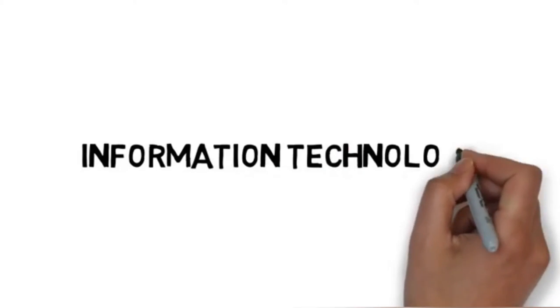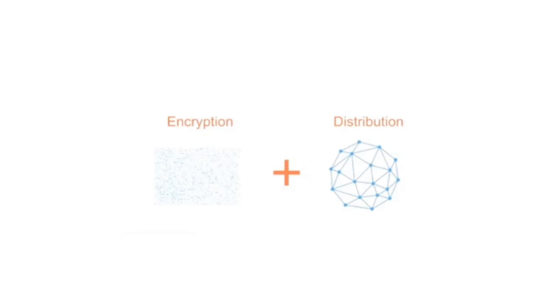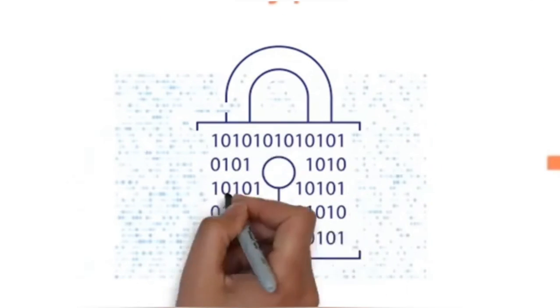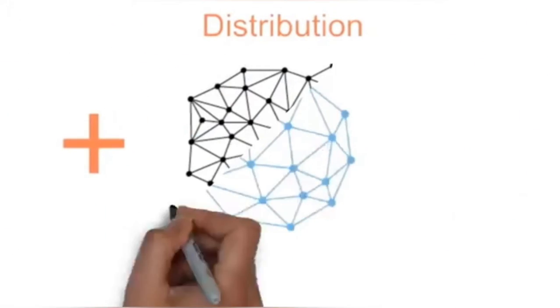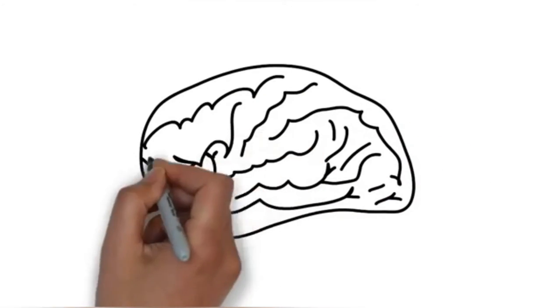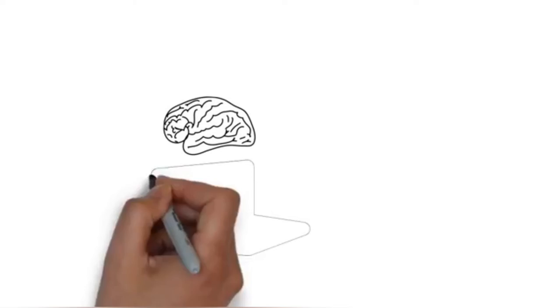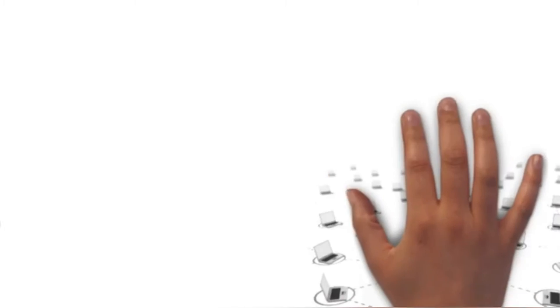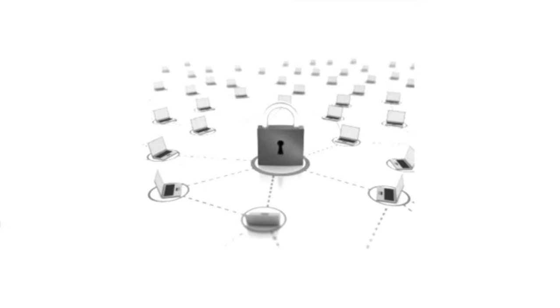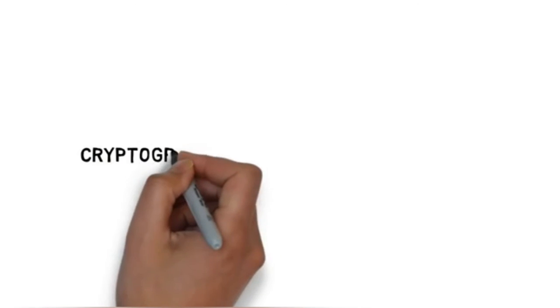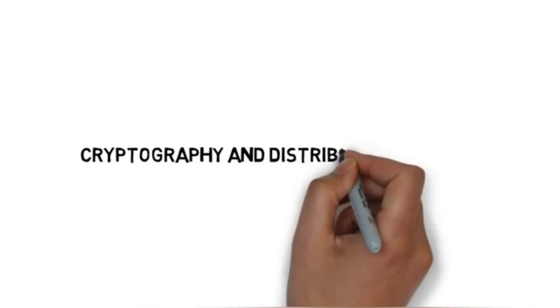What is blockchain? It is a new class of information technology that combines cryptography and distributed ledger, which have existed for many years. The genius mind of Satoshi Nakamoto combined them in a new way to create a model where a network of computers collaborate towards maintaining a shared and secure database. To understand blockchain, we need to understand what cryptography and distributed ledger are.